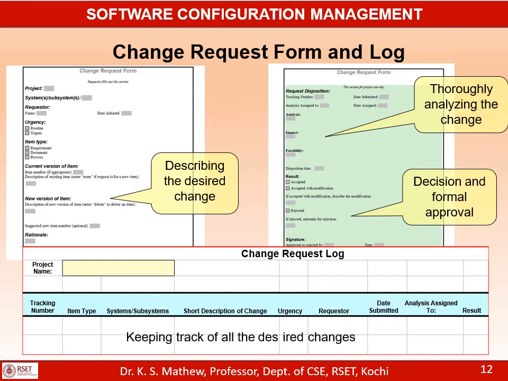But in order to consolidate all the changes in a particular project, the organization will also maintain a change request log, which will show the list of change requests that have come in the current project. Only the main details will be logged in this change request log. Corresponding to each row in this change request log, there will be a change request form which will show you the details.